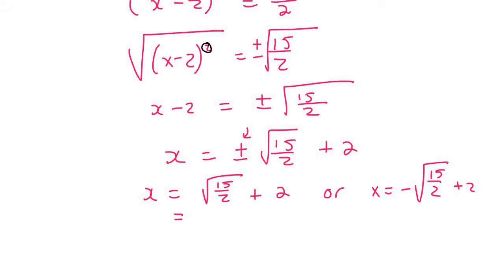Okay, so now it's a matter of just typing this on your calculator, and that's going to give you 4.74, or negative 0.74, and there's our two answers.